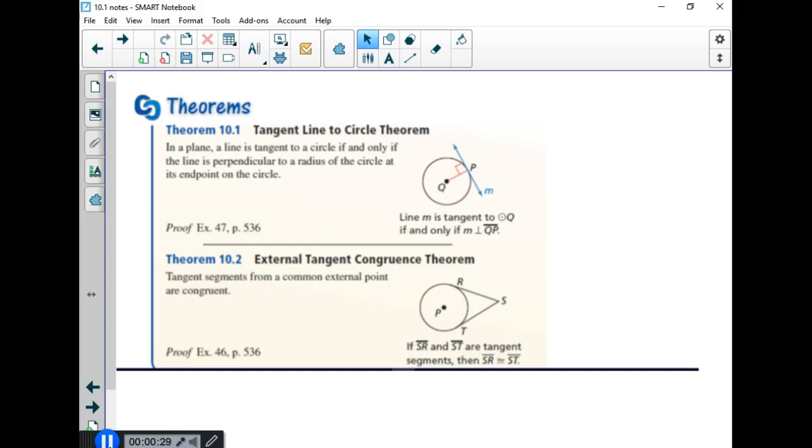And then the congruence theorem says tangent segments from a common external point are congruent. So if you have this point out in space, S, a tangent line to the top of the circle and to the bottom of the circle are going to be equal. And remember, those lines are only tangent if they form a right angle with the radius, like so. Not perfectly drawn, but you get the idea.